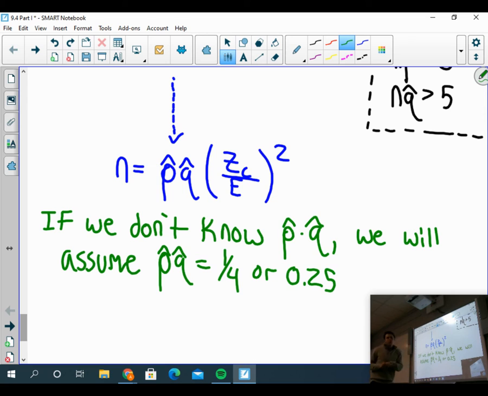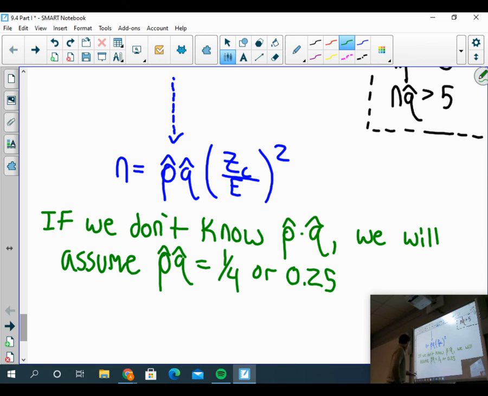So if we don't have a preliminary study, we want to overestimate with our sample size. That way we ensure that our sample size is big enough to be in whatever interval we want, depending on the margin of error we're looking for. To overestimate for sure, and not underestimate, because the bigger p hat times q hat is, the bigger your sample size is going to be, we will assume that p hat times q hat equals 1/4. Again, that is the largest it can be, if p hat was 0.5 and q hat was 0.5.